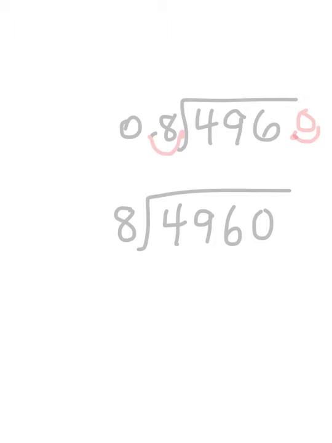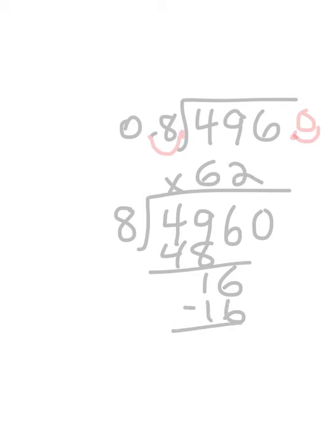Does 8 go into 4? No, it does not. It goes into 49 6 times. 8 times 6 is 48. I subtract. I have 1 left over. Compare, that's okay to do, so I bring down my 6. Now I'm going 8 into 16, that goes in 2 times. 8 times 2 is 16. I subtract. I have 0 left over, that's okay to do. So I bring down my 0.